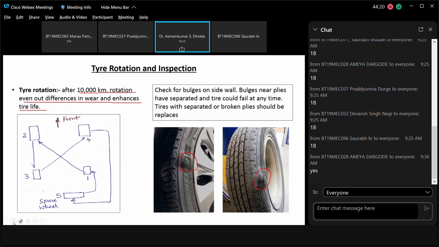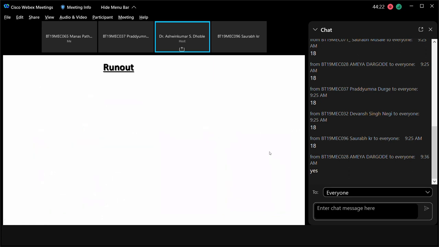Okay. Now, there is another defect which can come in the tire, that is called the runout. The runout is of two types. One is radial runout and the other one is lateral runout. So we will see this, it is a very good thing which you might have seen.